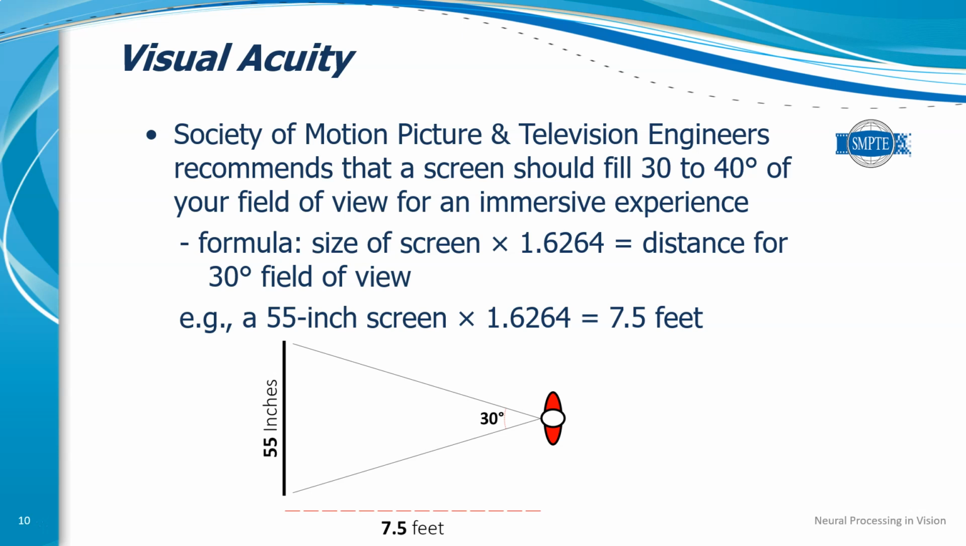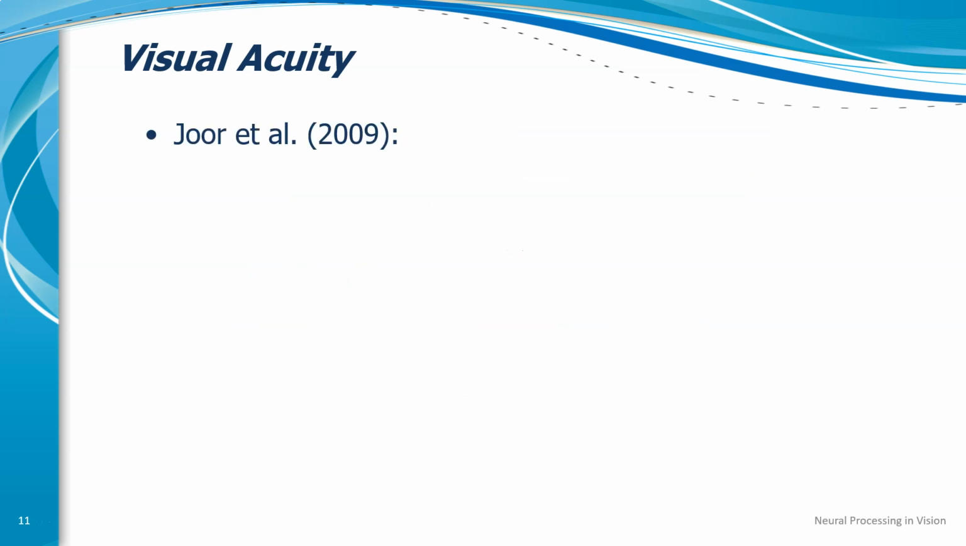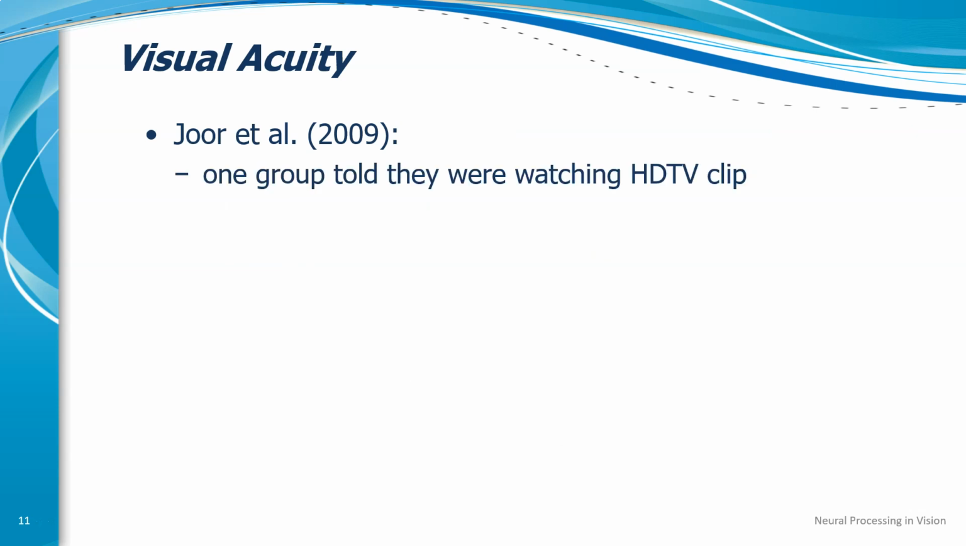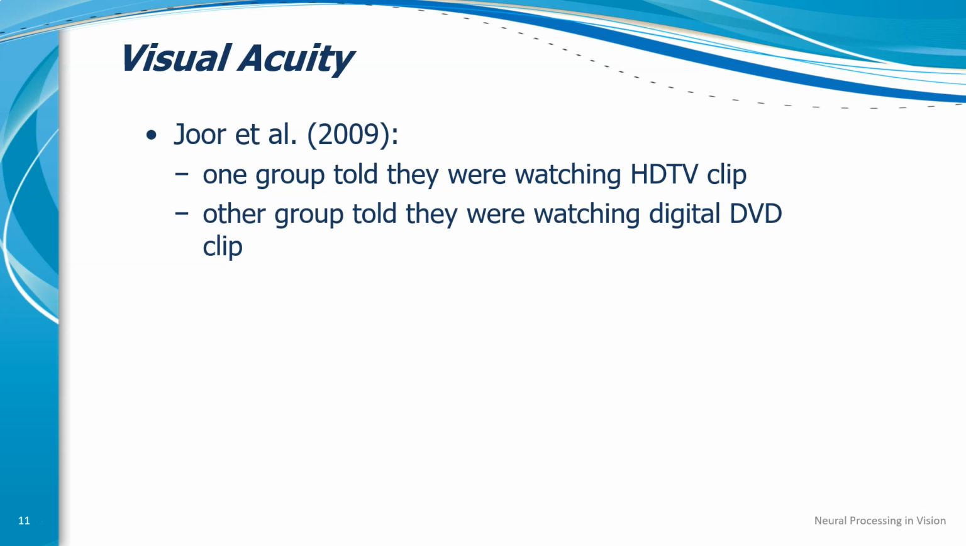So this is focusing very much on what I would call bottom-up processing, the limits of our vision, for example. But there's also a top-down influence, and that was shown in a study from 2009. Participants, observers, were brought in, and they were told they were going to watch some HD TV clips, so high-definition TV. But the other group were told they were watching a digital DVD clip. So there's a bit of a difference here. HD TV is high definition, a greater resolution. Digital DVD is pretty good, but it's not going to be as good as HD.